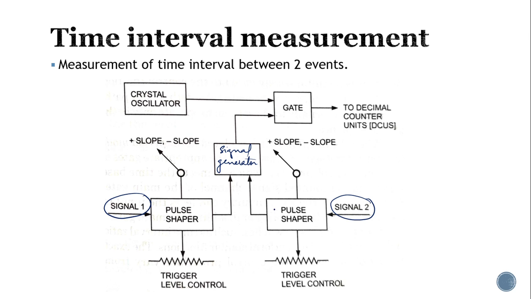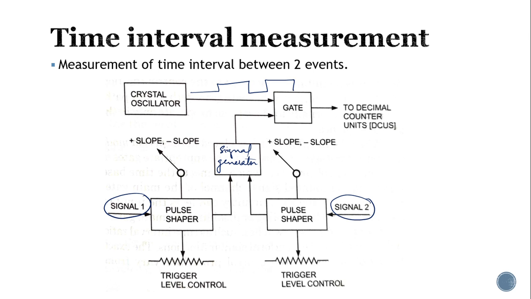Suppose you have two pulse shapers. You send signal 1 to one pulse shaper and signal 2 to the next pulse shaper. Again, you have an AND gate, or it can be an OR gate according to our requirement. Your crystal oscillator gives particular signals here. This signal and the signal from the signal generator are compared, the number of pulses are counted, and the calculation is done. Now, what do you have to do?